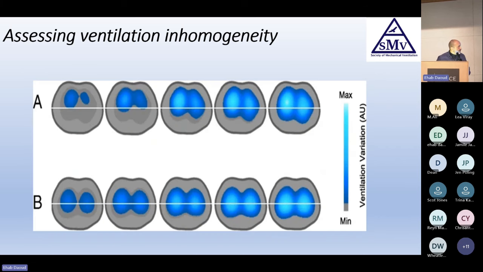Another sign of inhomogeneity is called the pendulum phenomenon. Basically, especially in people with ARDS, when you start taking deep breaths, the upper lungs get filled and then get pushed down to the bottom lungs. Pendulum phenomenon could be very injurious, actually, or could be injurious.